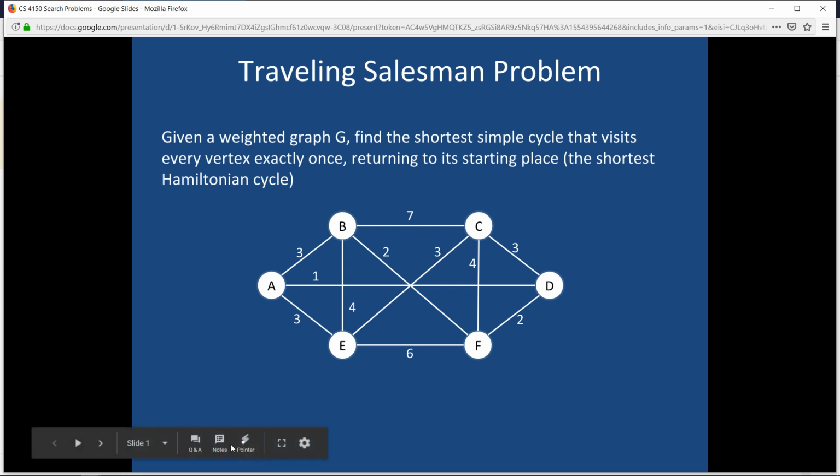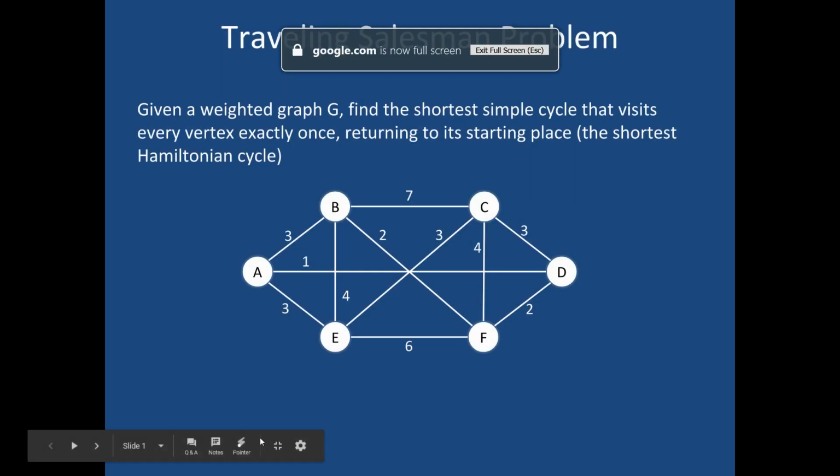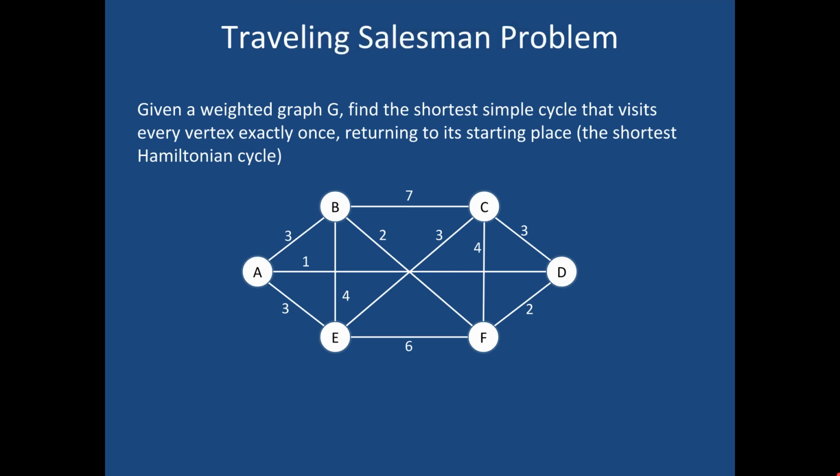So here is a classic problem, the traveling salesman problem. In a traveling salesman problem, you're given an undirected graph with weighted edges, and you're supposed to find a Hamiltonian cycle. In particular, you want to find the one with the smallest total weight. A Hamiltonian cycle is a path that starts at some vertex and visits every other vertex exactly once, and then goes directly back to where it started from. So that's what a Hamiltonian cycle is.